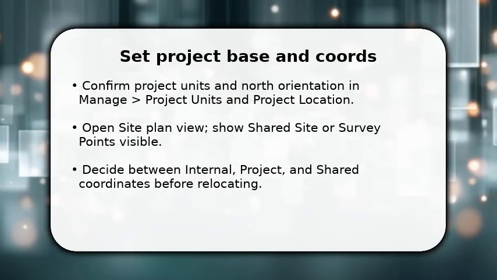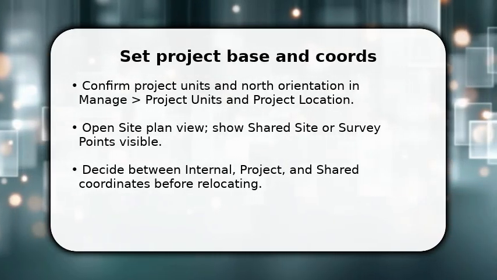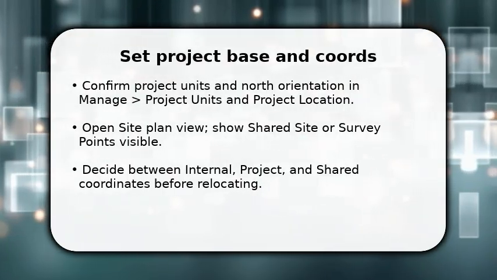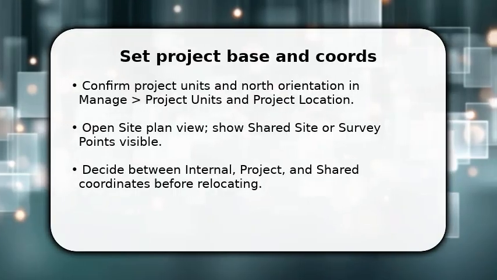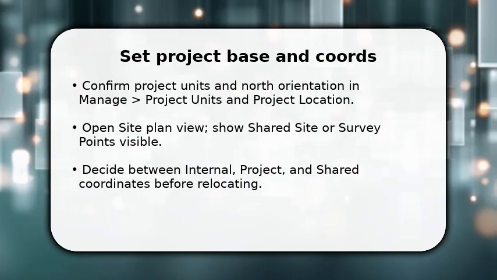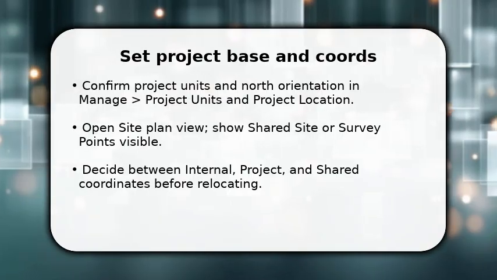You'll start by locking down units and orientation so coordinates mean something. Open a site plan, turn on Survey and Project North, and reveal the project base point and shared site. Once done, choose whether you'll use internal vs project vs shared coordinates. That choice determines how Revit interprets moved points.